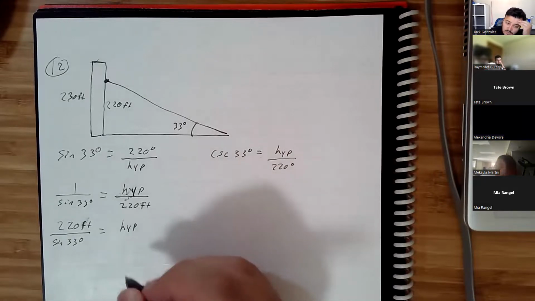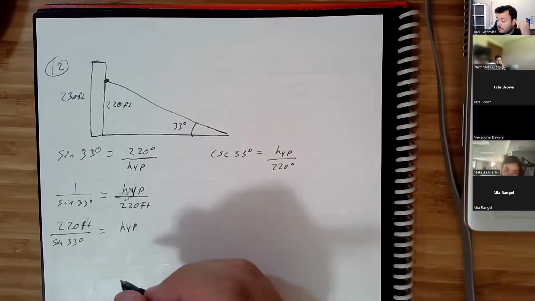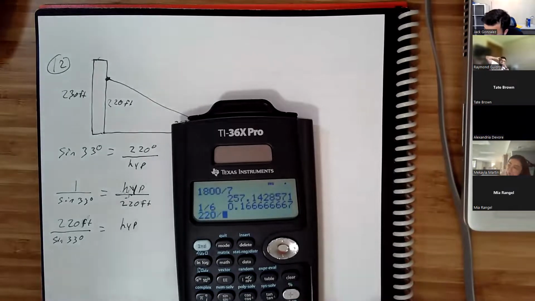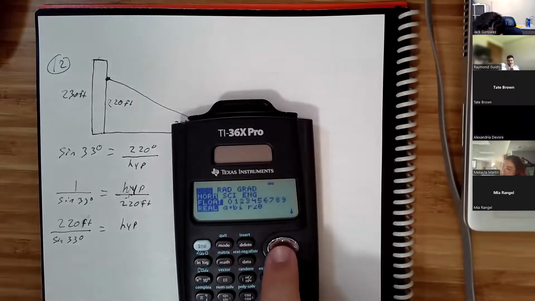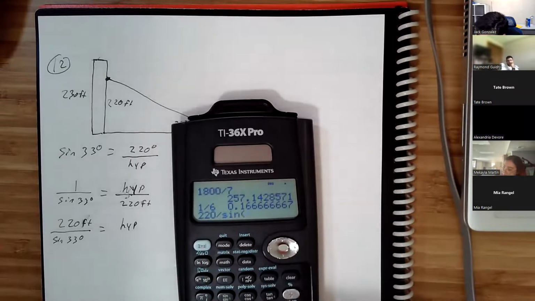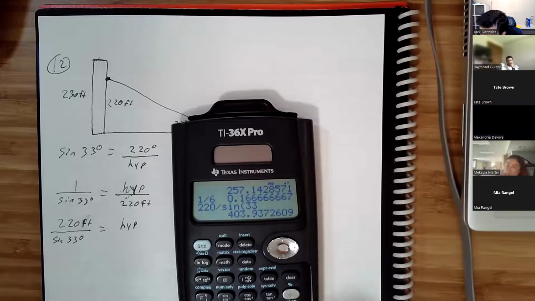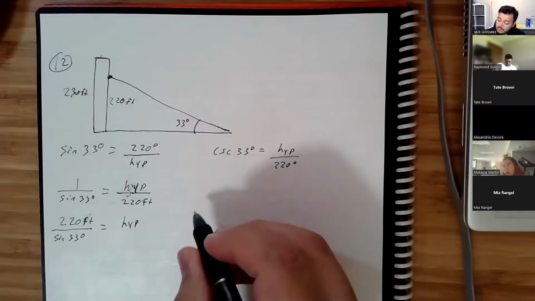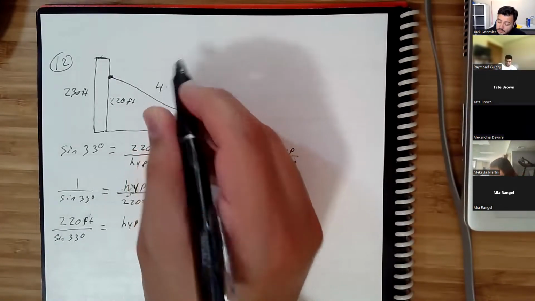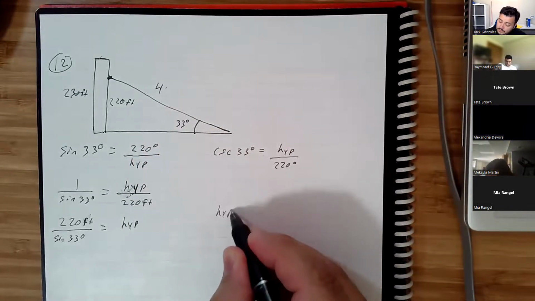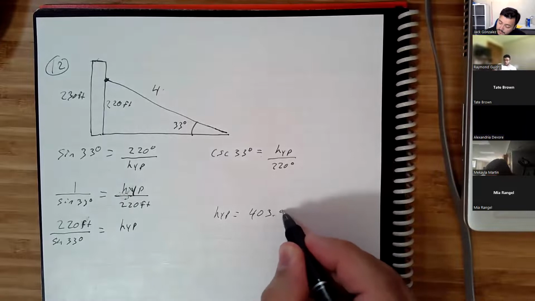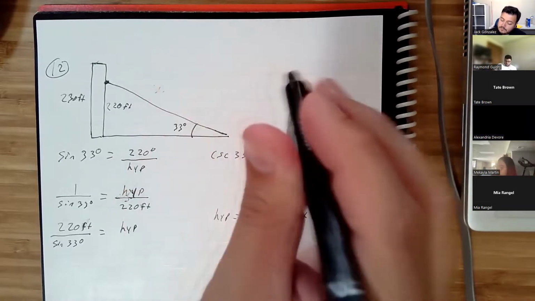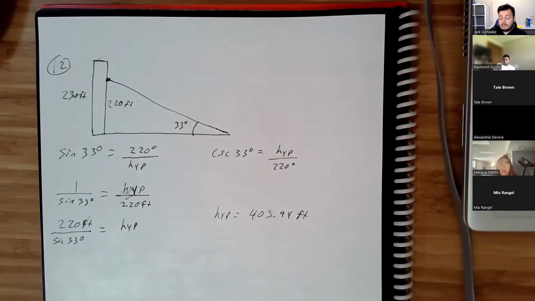So punch that into your machine and you'll have the hypotenuse, which is the guy wire, right? 220 divided by sine. First of all, am I in degrees? Yes. So it looks like about 403 feet, 0.94. So this is 400. Ouch, whatever here. Hypotenuse is 403.94 feet. That's what they want to know.